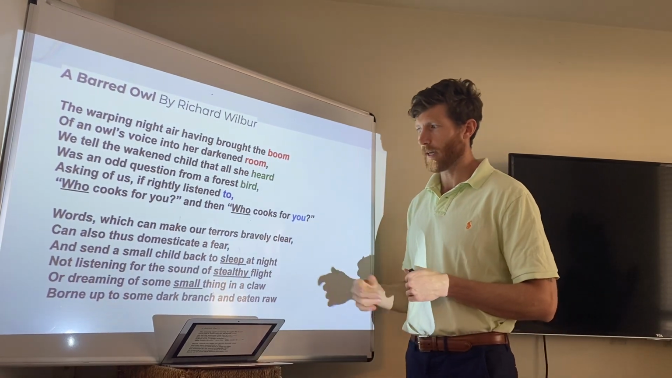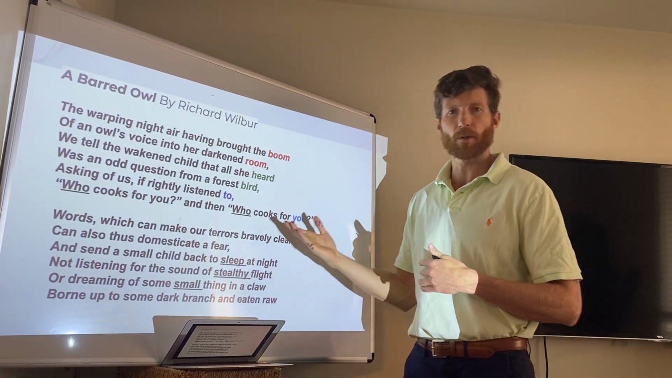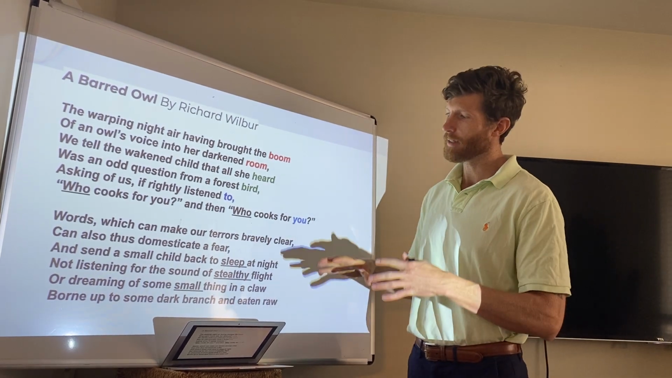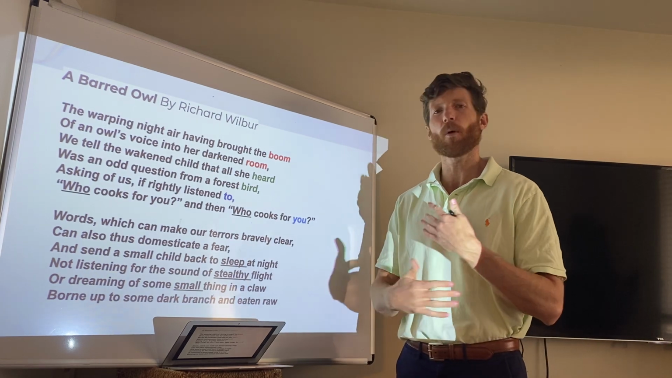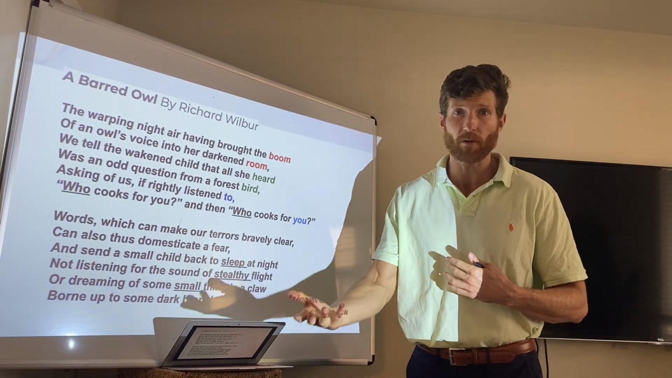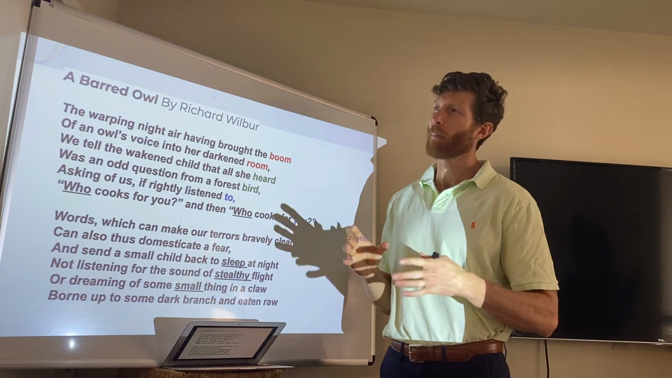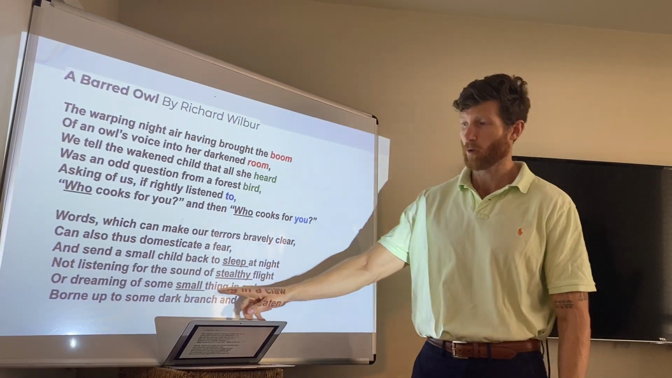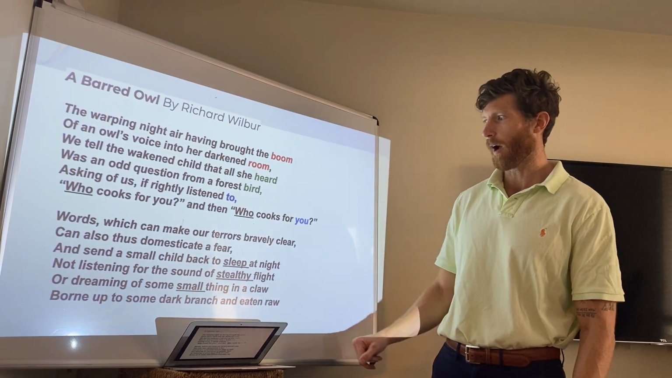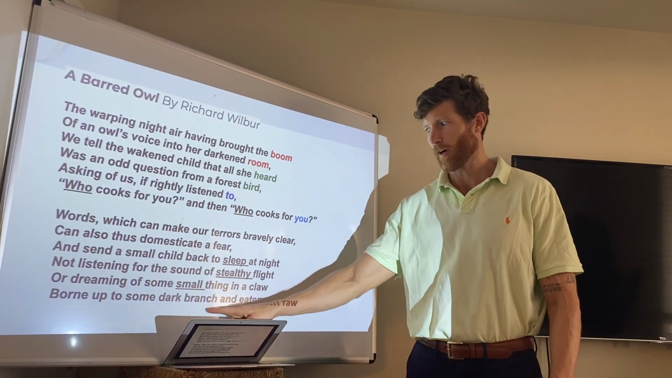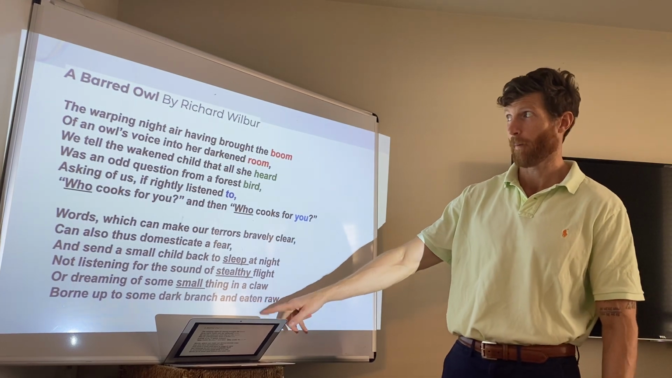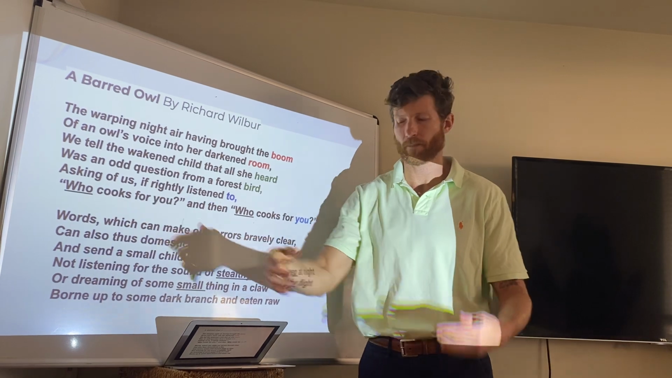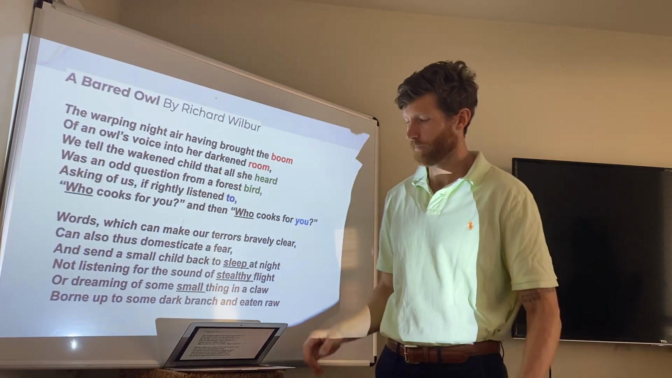The second stanza looks like a conversation between the two parents after they put their child to sleep. And in this conversation, they kind of question their motives. They said, yeah, we told this child that everything is all right, but they're still kind of scared because a small thing, which would be their child, in a claw, could be taken up to a dark branch and eaten by who? By the barred owl who's waiting outside the child's bedroom window.